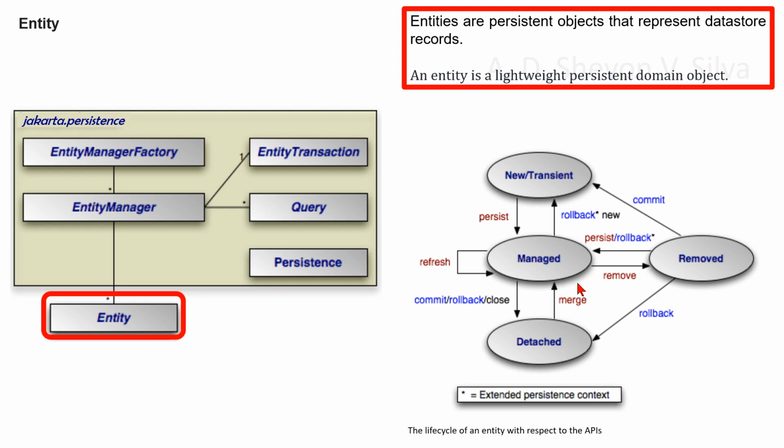If X is a pre-existing managed entity, it is ignored by the persist operation. However, the persist operation is cascaded to entities referenced by X, if the relationships from X to these other entities are annotated with the cascade equals persist or cascade equals all annotation element value, or specified with the equivalent XML descriptor element.